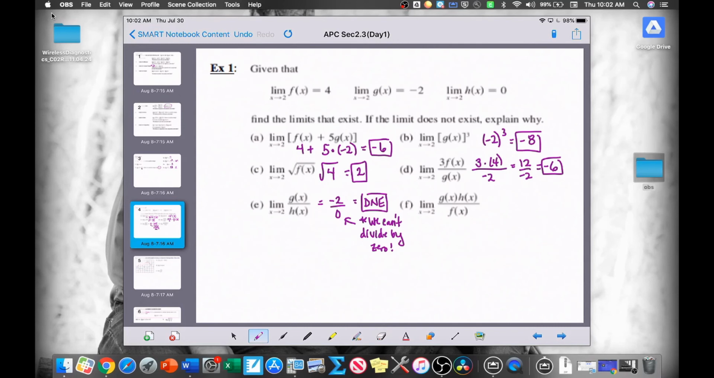And then finally, letter F, we've got the limit as x approaches 2 of a product in the numerator and then divided by f of x in the denominator. So we just do, in the numerator, the limit as x approaches 2 of g of x, which is negative 2, times the limit as x approaches 2 of h of x, which is 0, divided by the limit as x approaches 2 of f of x, which is 4. But if we have 0 in our numerator, 0 divided by anything is 0. So the answer is 0.